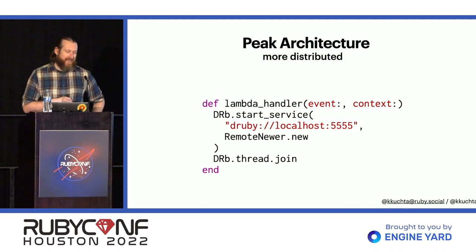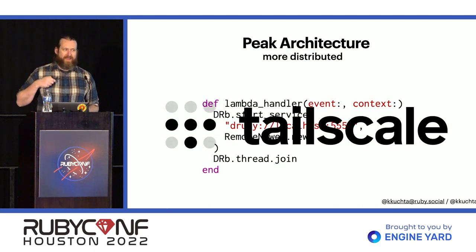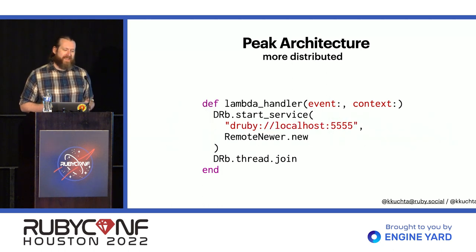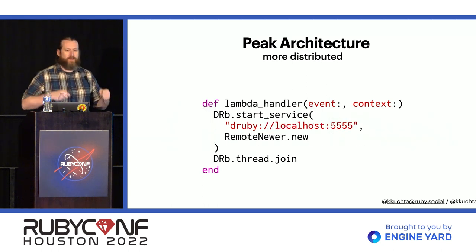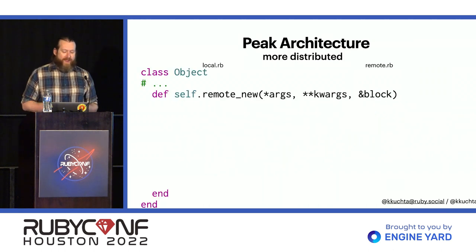Now, a brief aside to those of you who really know your Lambdas, this isn't quite possible. Lambdas don't allow you to accept incoming connections. But it is possible with the magic of Tailscale. Unfortunately, I do not have time to go into how that works, but Tailscale is really cool. But really, that's DevOps nonsense, and we're not here for that. We're here for Ruby nonsense. So back to that. So we're trying to create a remote proxy object in a Lambda.